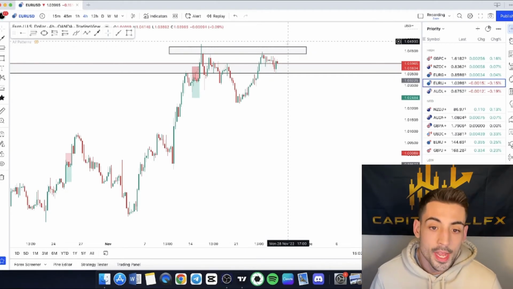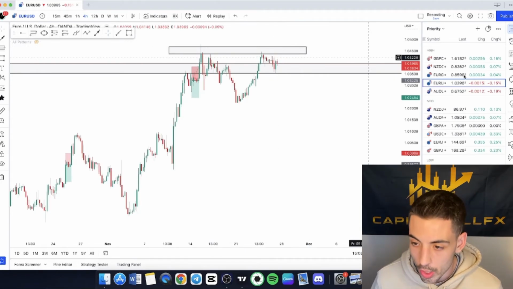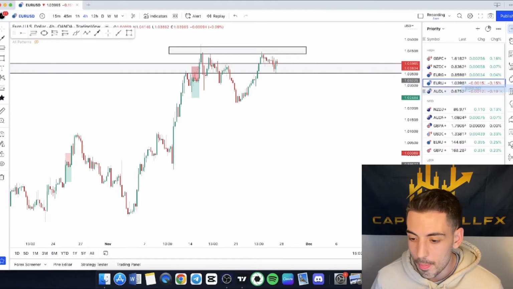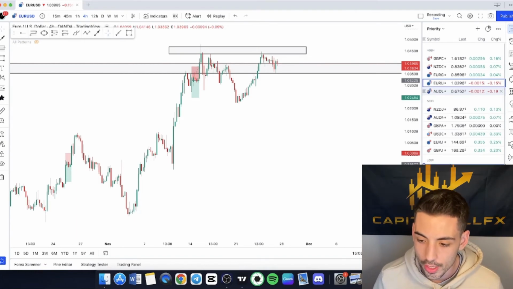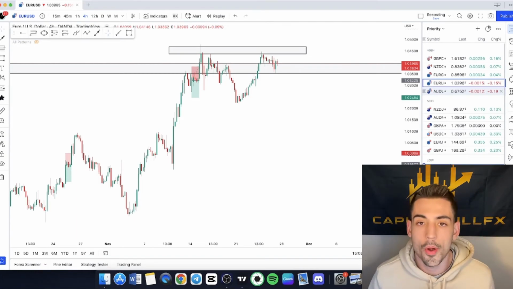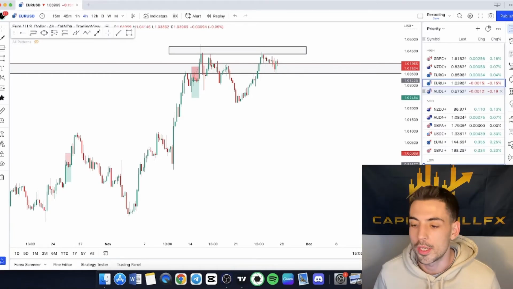instead of guessing which one's going to work out. So Euro USD, I'm going to put this in the low priority and make sure that we don't look at that until we have a clear breakout in either direction. Once we have a clear breakout in either direction, then we'll be able to make a better bias of where price could potentially head.